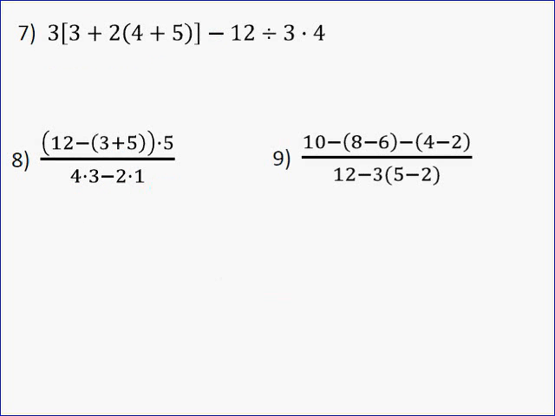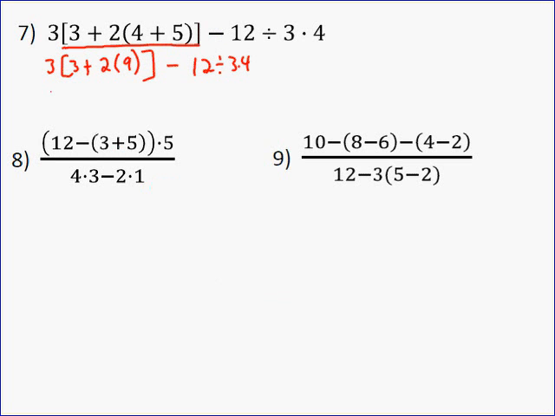Okay, number 7. Now we're getting a little bit more complicated. Work inside this bracket first. So we need to do inside the bracket. Inside the bracket, the first thing we do is parentheses. So the first step is to do the 4 plus 5 and get 9, because that's the parentheses inside the bracket. Over here, we're just going to leave this till the end.